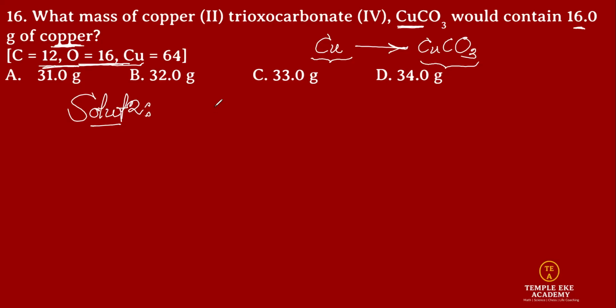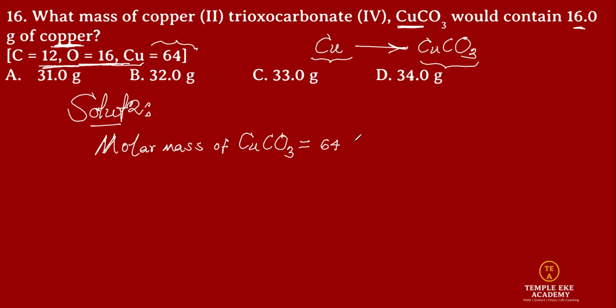The first thing to establish is the molar mass of copper 2 trioxocarbonate 4. To do that, we need the relative atomic masses provided. So we have the molar mass of copper 2 trioxocarbonate 4. Now, 1 atom of copper, relative atomic mass of copper, given in this problem, is 64. Of course, this is the approximate value because this is a multiple choice calculation. Otherwise, we would have been given the values on the periodic table, the exact values, 63.5. But we have to use this in this question.